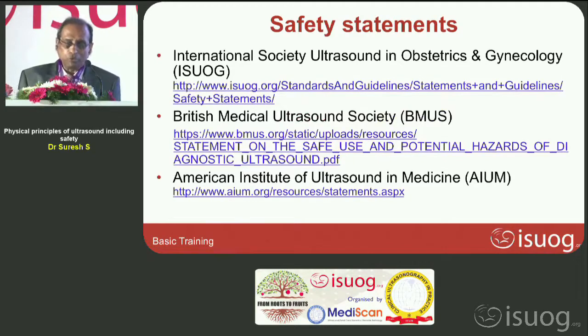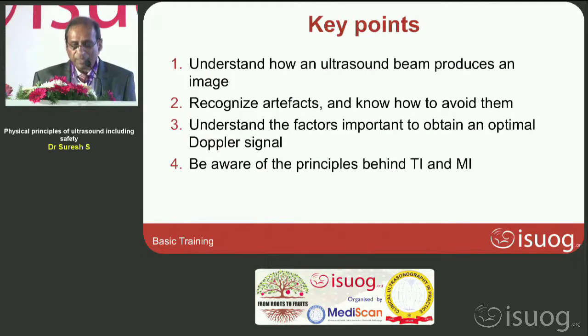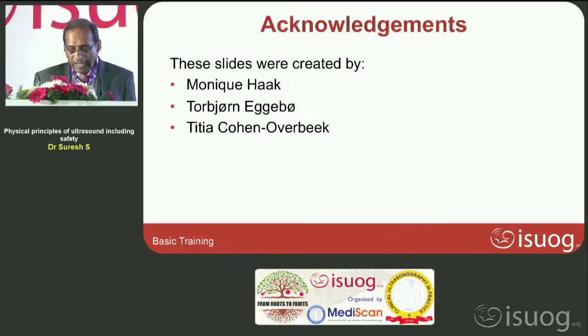So you can go through the ISUOG safety standards, and also the British Medical Ultrasound Society safety standards and the AIUM safety standards. All these organizations have put up safety standards on the website. So the key points are: understand how an ultrasound beam produces an image, recognize artifacts and know how to avoid them, understand the factors important to obtain an optimal Doppler signal, and be aware of the principles of thermal index and mechanical index.